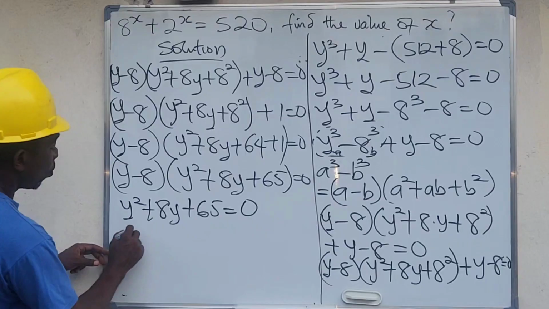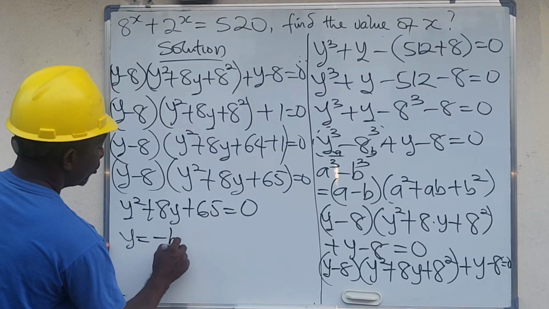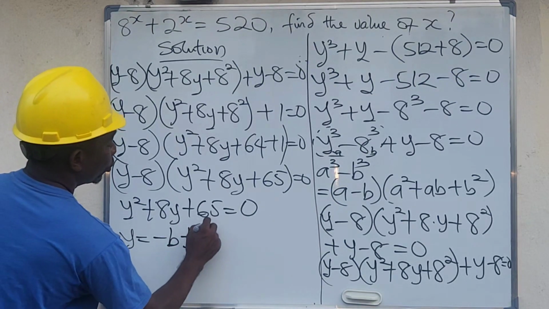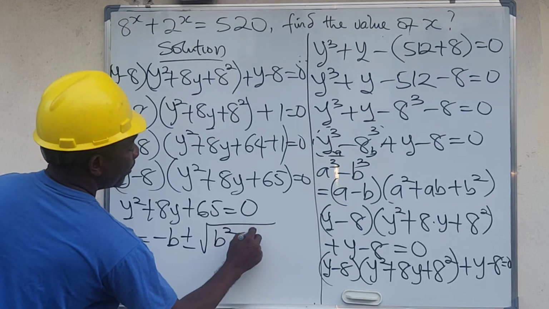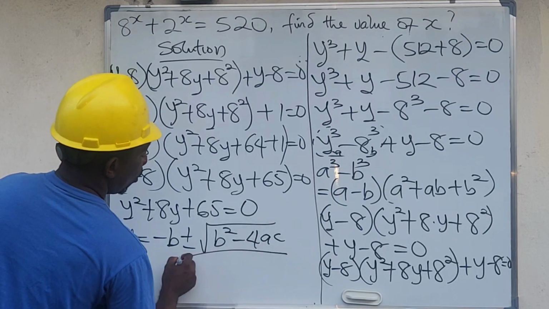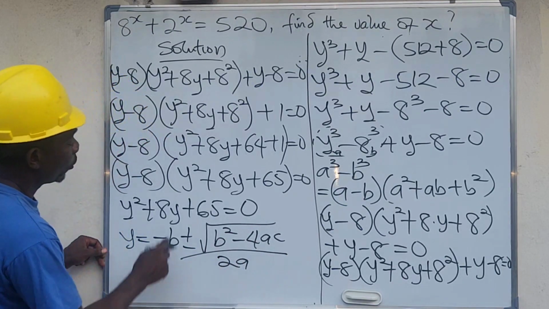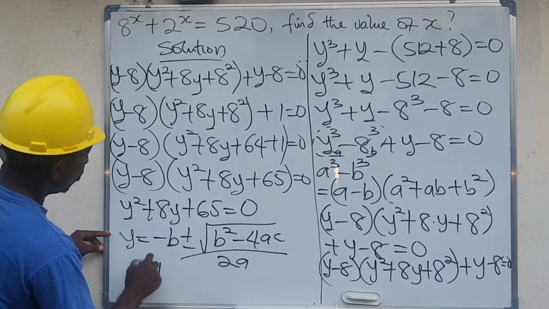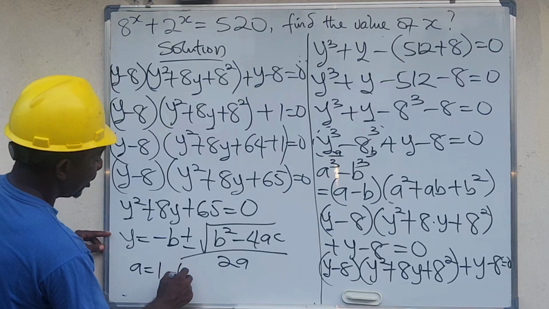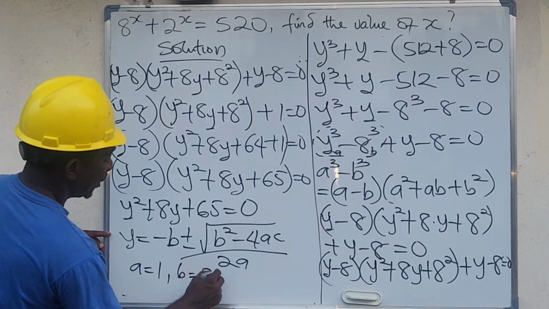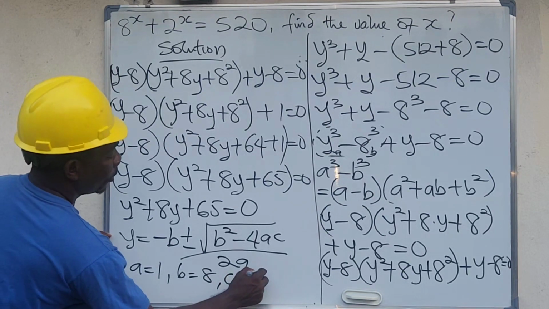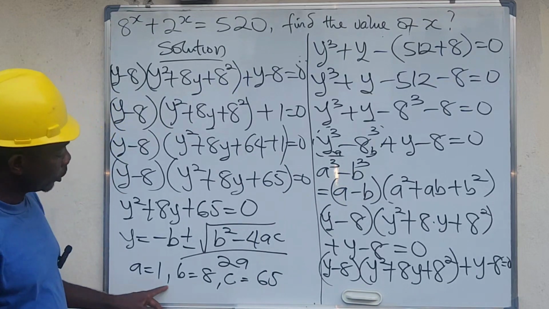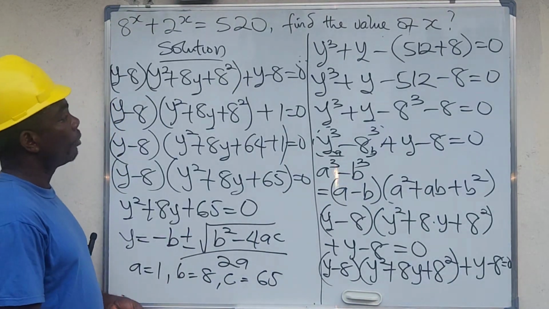So we have y equals minus b plus or minus square root of b squared minus 4ac, all over 2a. In this case, our a equals 1, then our b equals 8, then our c equals 65. So we are going to substitute these values into what we have here.